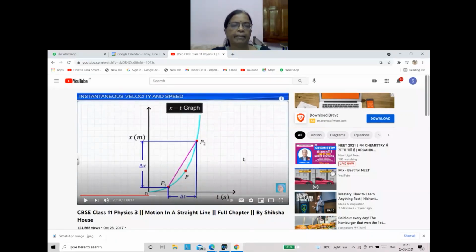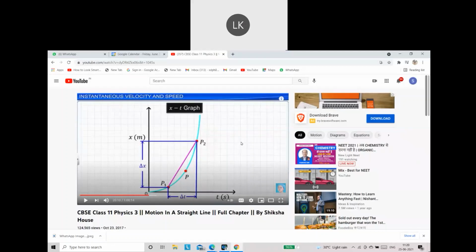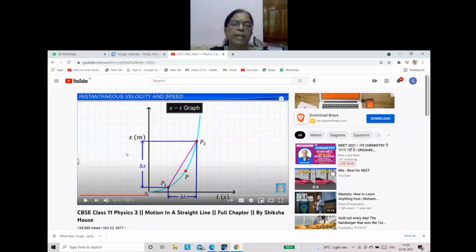What is delta x by delta t, children? Average. If it is distance, we get speed. If it is displacement, we get average velocity. So displacement by time gives average velocity.